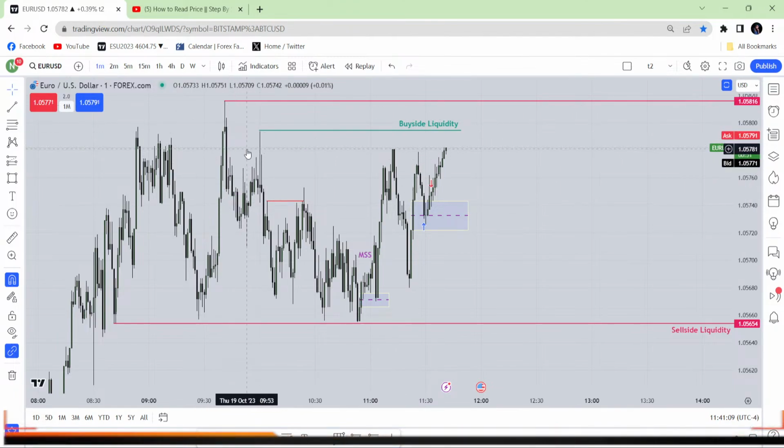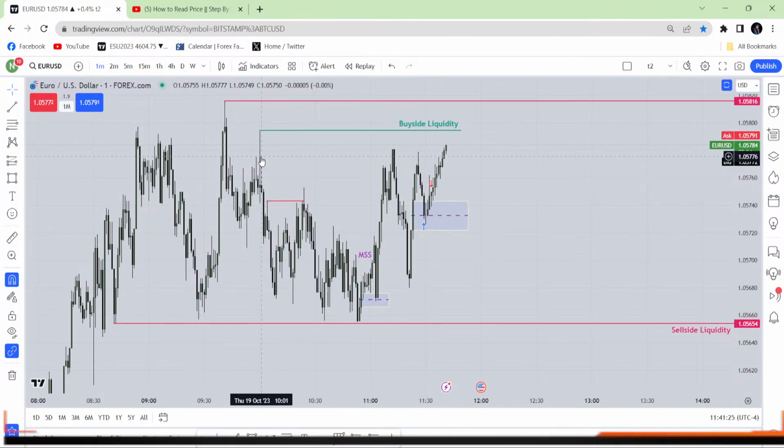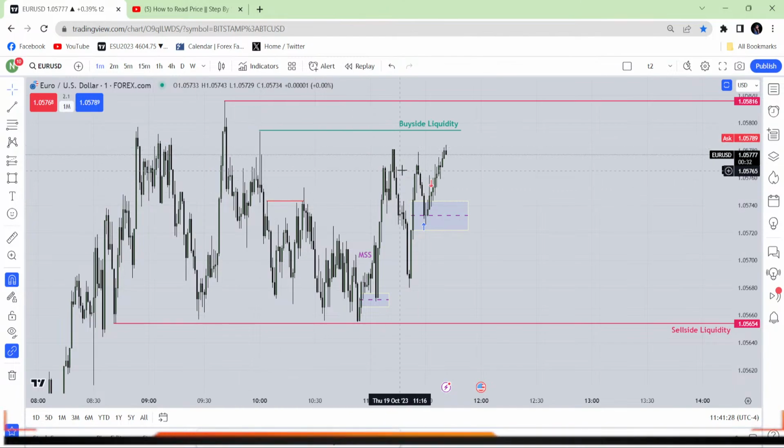Price respected this fair value gap. It went lower, failed to take the sell side liquidity, and went higher again to this fair value gap. It tried to take the buy side liquidity one more time, went higher, took the buy side liquidity and retraced from the consequent encroachment of this week. Now I will look for a sell over here and my target will be this sell side liquidity.